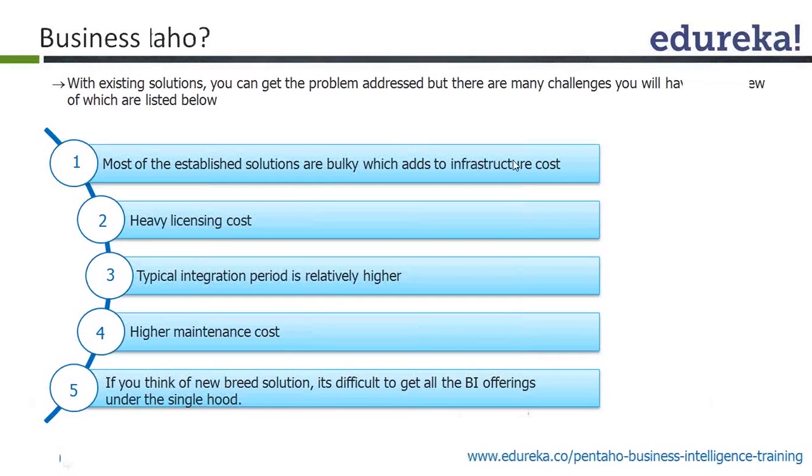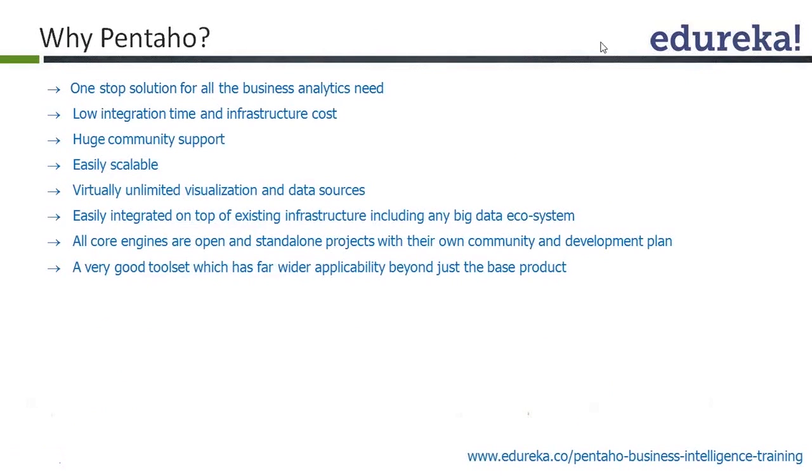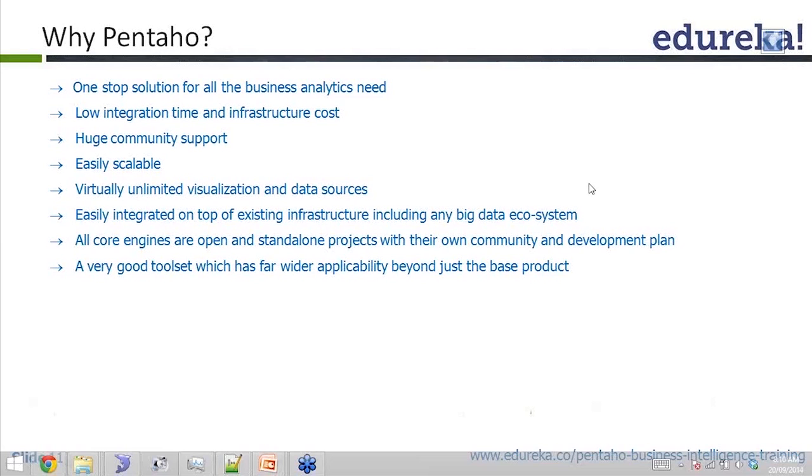So these are challenges faced by current BI solutions, and here, why Pentaho? Obviously the next question. So the one-stop solution we have already indirectly covered. Low integration time, and so is infrastructure cost. You can work with commodity hardware. So they are definitely not high cost servers, and they are basically the typical configuration you buy for your domestic purpose, your desktop machines or your day-to-day laptops.